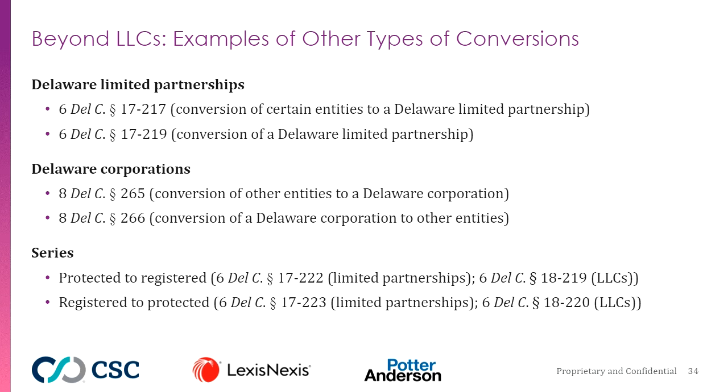Recall that dynamic, there's a number of different options that you can do. Same thing with corporation. 265 deals with other entities becoming a Delaware corporation, and 266 deals with conversion of Delaware corporations to other entities. And interestingly, here we have series. So several years ago, the series concept of the Delaware LLC Act, and this would apply in the LP Act as well, but series LLCs have become more popular over the last decade or so.